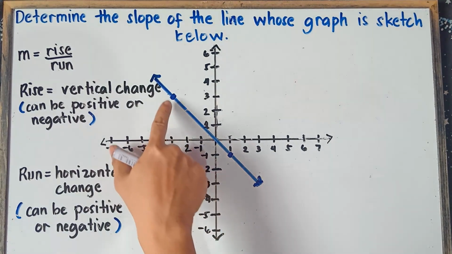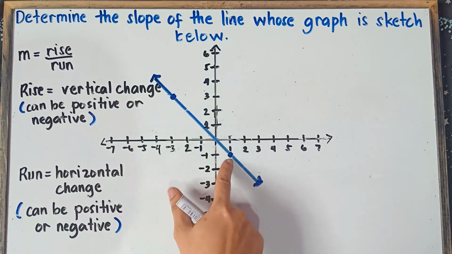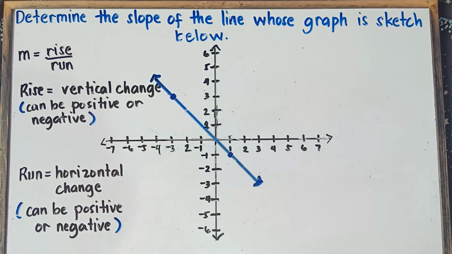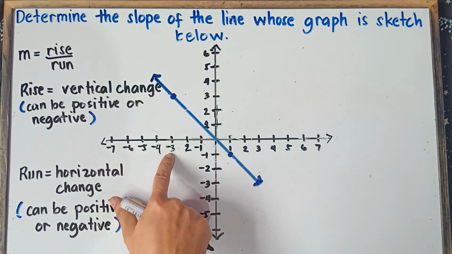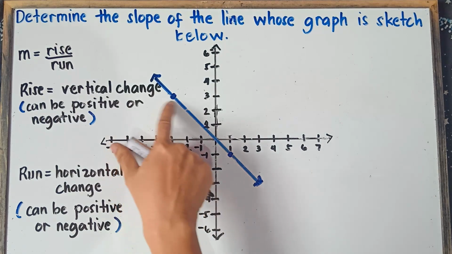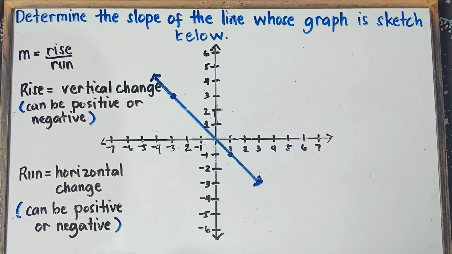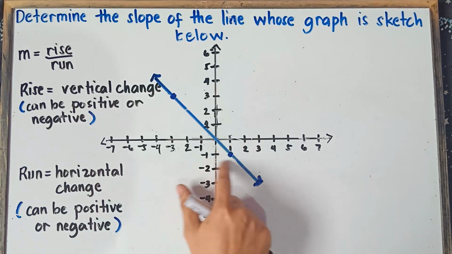Alright, so we can start at this point, going to this point, or you can have this point, going to this point. It's up to you, class, which do you prefer. You will have the same answer, class, anyways. Alright, so once again, the ordered pair, we have negative 3 and then positive 3. And then this one, we have positive 1 and then negative 1.